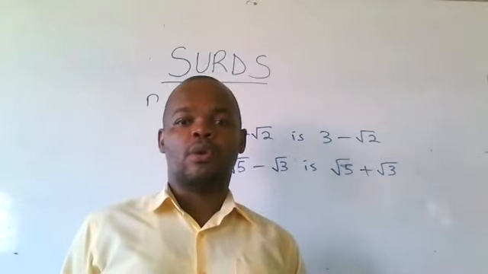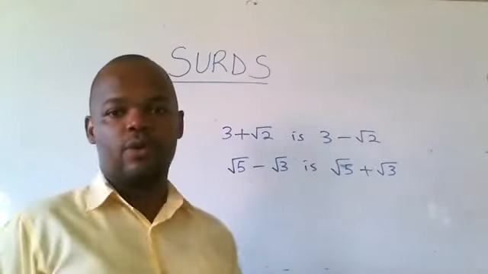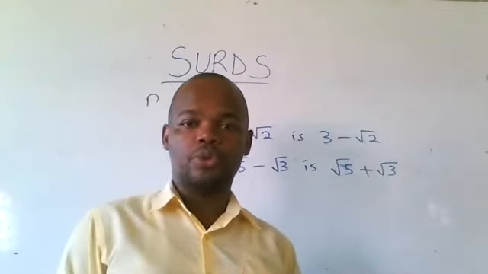So that is how we get the conjugate of one value. Then we move to example 2.